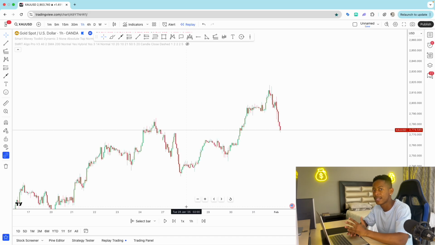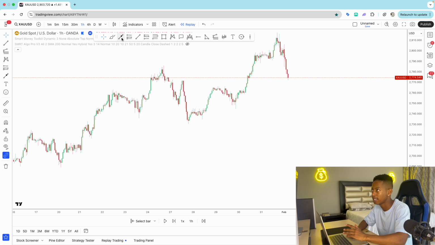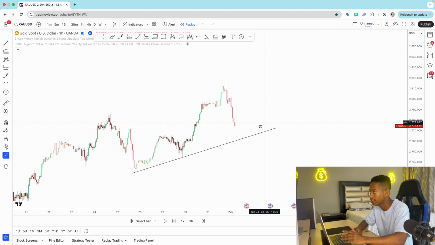So by now coming on the charts, we can easily see the same thing. Price has been pushing upwards, higher high, higher low, higher high, higher low, and so on. We're seeing price moving upwards, so we are in an upward trend. It's very simple to spot.